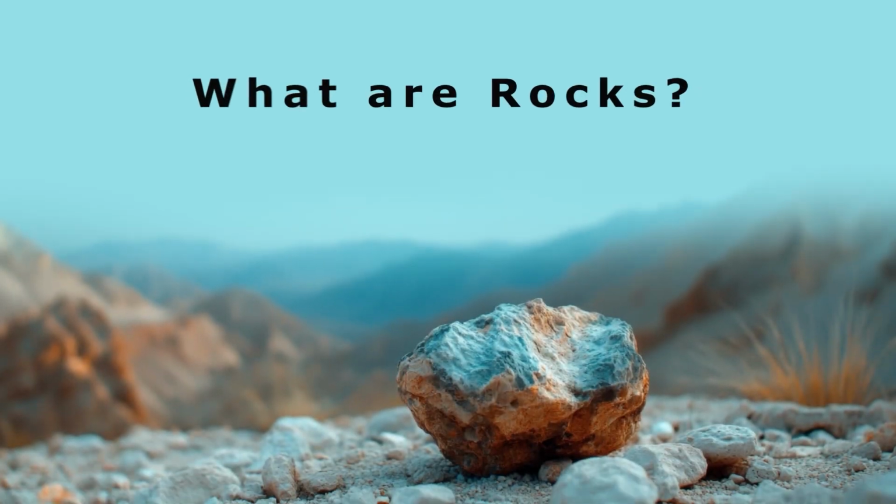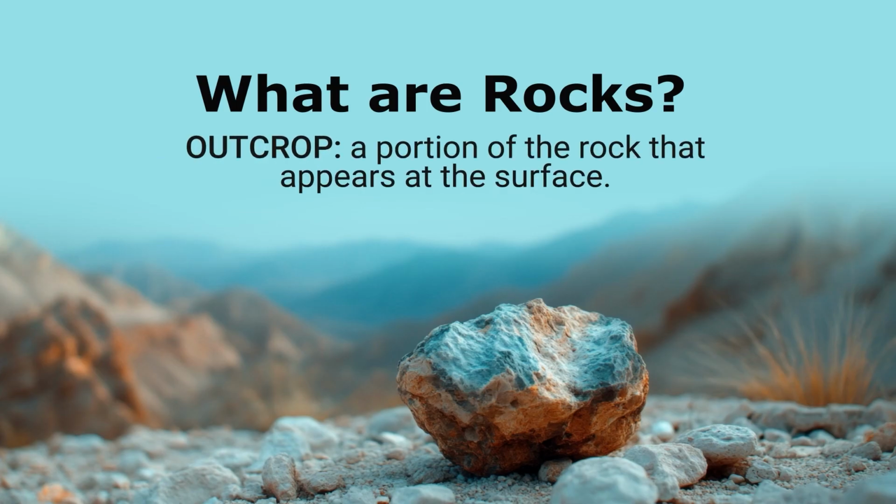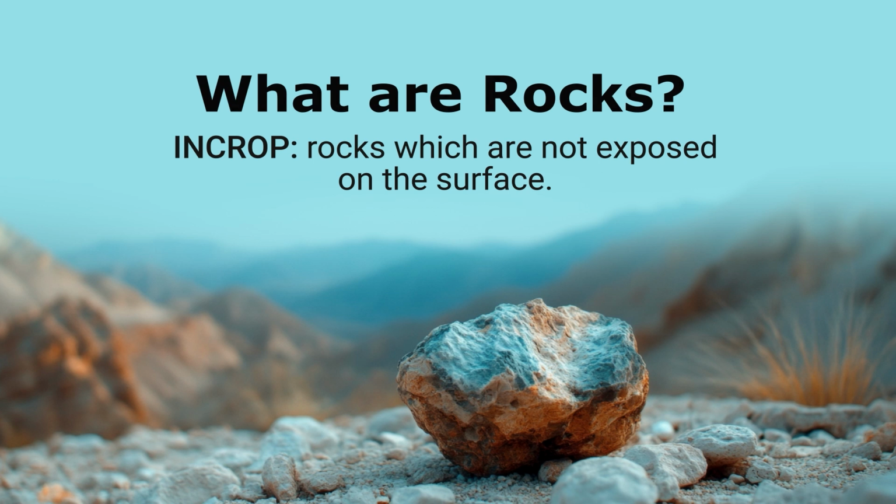Now, all of you must be familiar with the term rocks. Rock is nothing but a coherent, naturally occurring solid comprising an aggregate of minerals. There are two terms you must have encountered, outcrop and incrop. Outcrop is when a portion of the rock appears at the surface, and incrop is when rocks are not exposed on the surface. Now, just to give you an example, please see the slide.